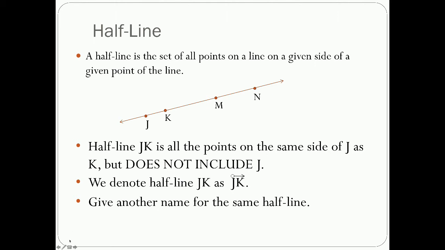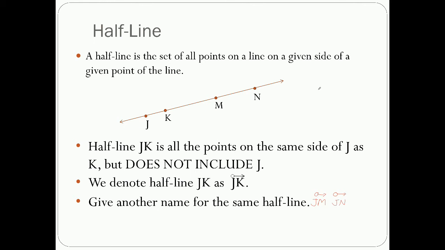Give another name for the same half line. So what we can do here, we can give another name for that, and we could call this half line. We're going to start with this symbol here, and we start with the same starting point J, and then we can just pick M. We could use M here, or we could do half line JN. They represent the same half line as JK because that second point just really tells you which side of J you want to be on.